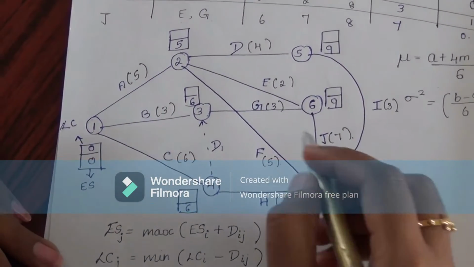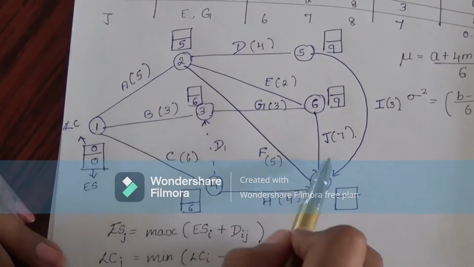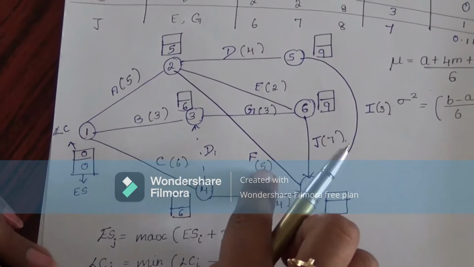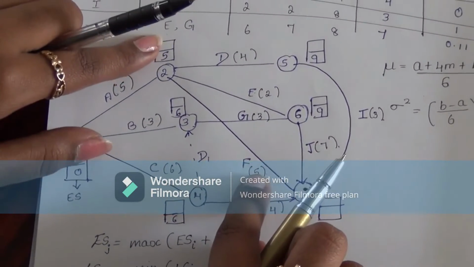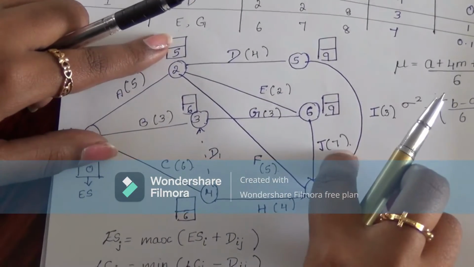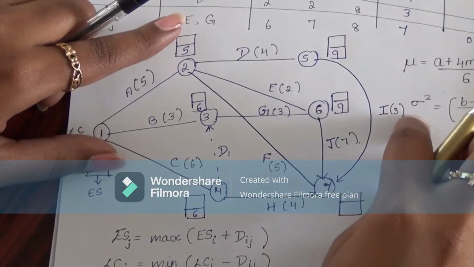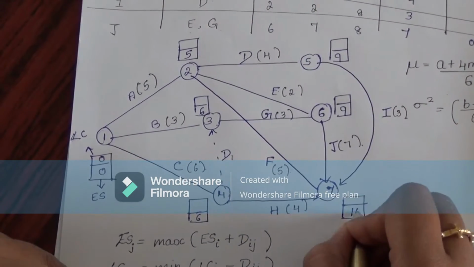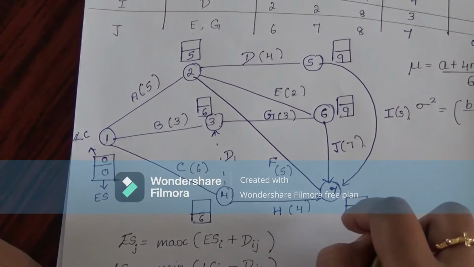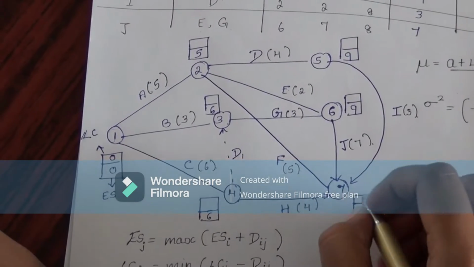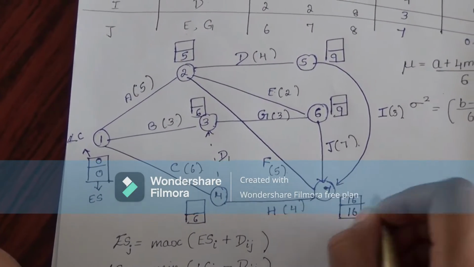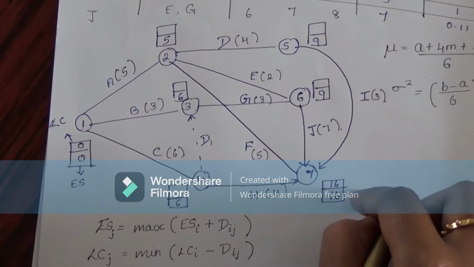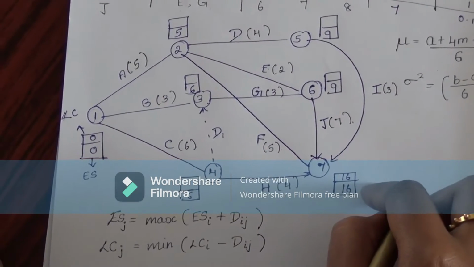For 7, it has three activities coming to it, from 2, 6 and 5. So 5 plus 5 will be 10, 7 plus 9 will be 16 and 9 plus 3 will be 12. 7 plus 9 is greater, so I am representing it here as 16. So this is the last activity. I am initializing my latest completion time as the earliest start time; the earliest start time and the latest completion time of the last activity will both be the same.